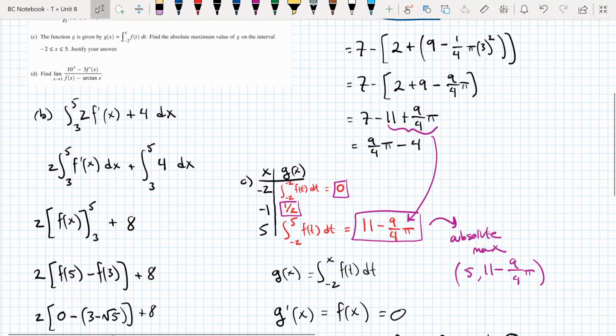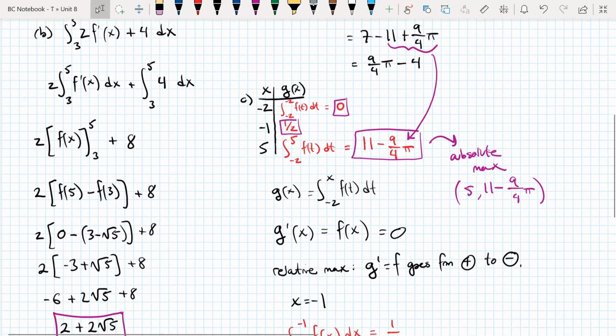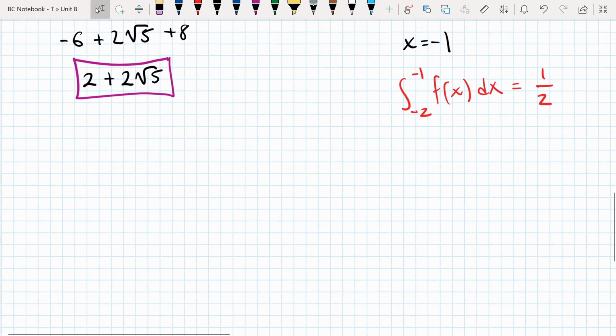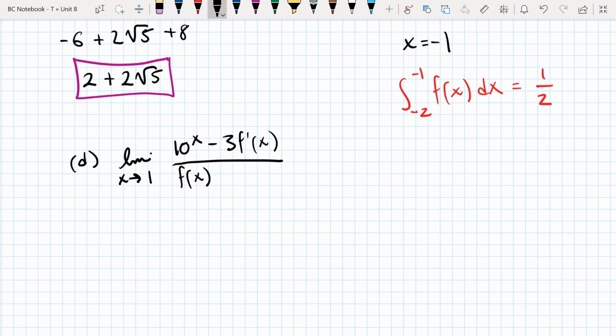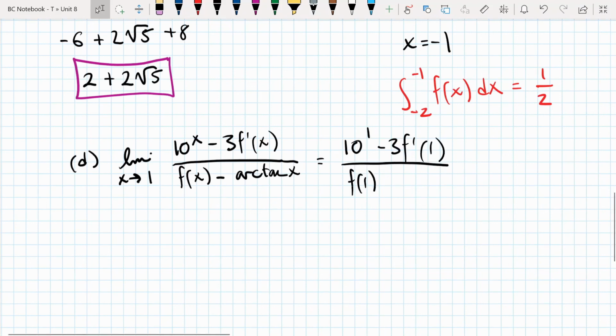So lastly, we're going to do letter D. So the limit as x approaches 1 of 10 to the x minus 3 f prime of x over f of x minus arctan of x. So the first thing you always want to do when you're evaluating a limit is just plug in the value that x is approaching. And let's see if we can evaluate this.